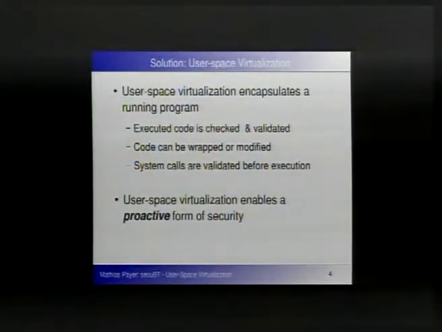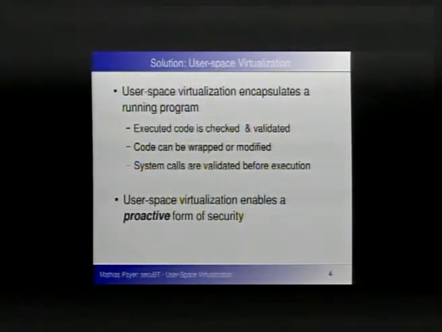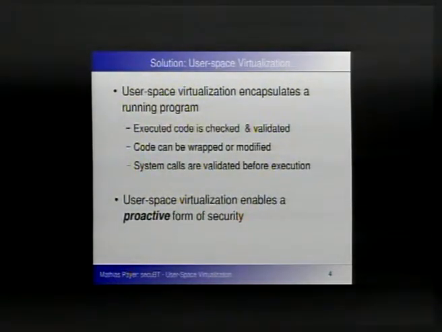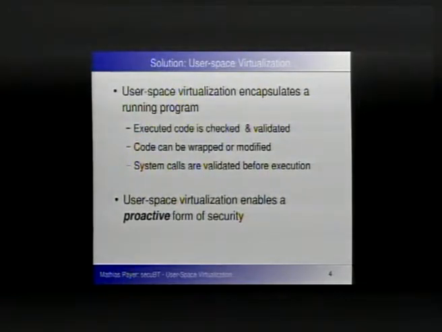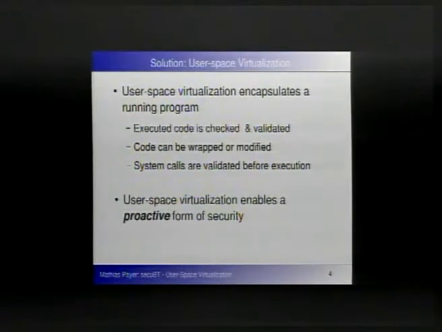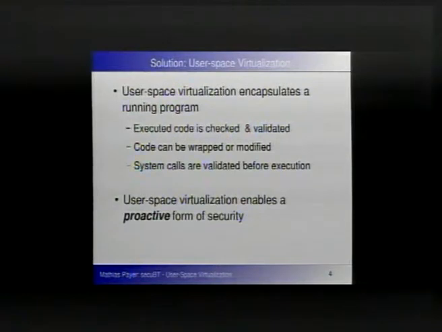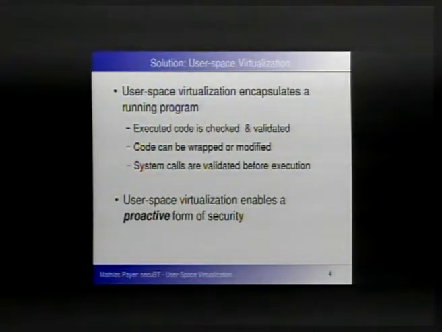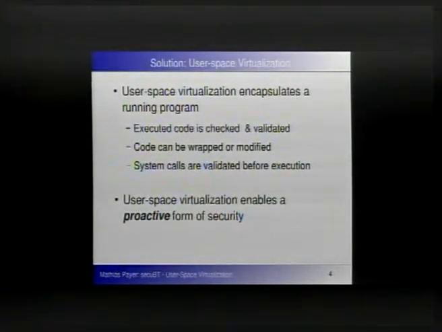So user space virtualization with the additional level of virtualization enables and activates a proactive form of security where we can run untrusted code in user space with only a subset of available system calls. Whenever the program executes an unintended system call, tries to execute unintended code, overrides some buffers, or does some other malicious stuff, we can kill that program, we can send a bug report, we can send an email to the administrator, or we can do something else.